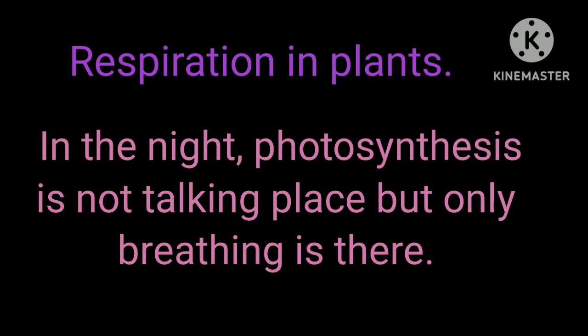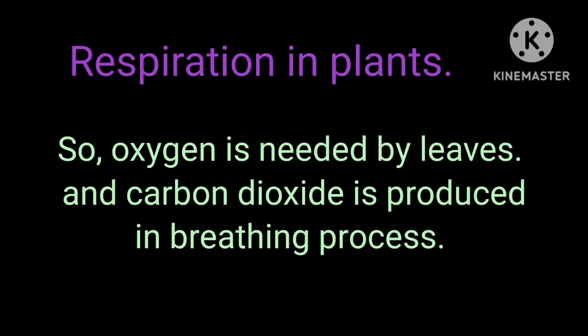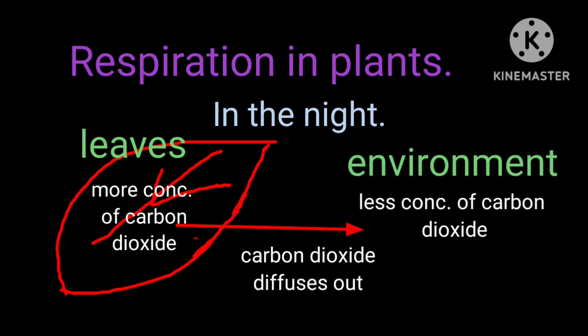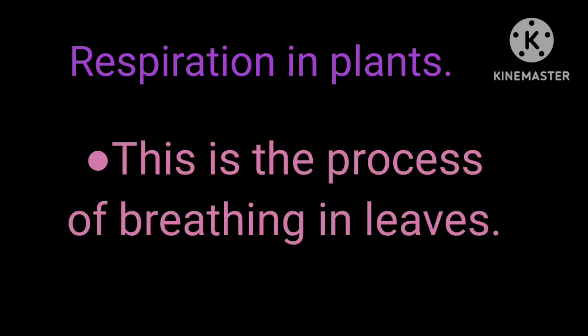In the night, since the sunlight is not there, photosynthesis is not taking place, but only breathing is there. So oxygen is needed by the leaves for breathing, and carbon dioxide is produced in this process. So oxygen enters into the leaves, and since carbon dioxide is produced in the breathing process, there is more concentration of carbon dioxide in the leaves than the environment. So carbon dioxide diffuses out of the leaves. This is the process of breathing in leaves.